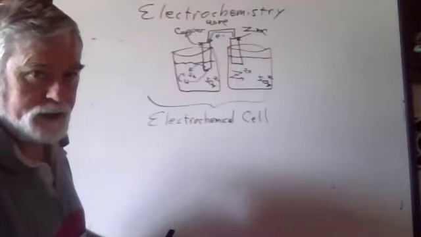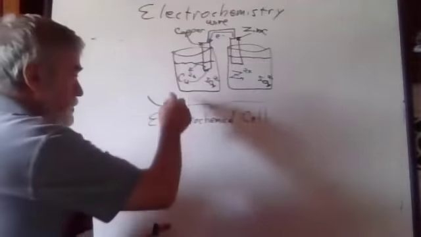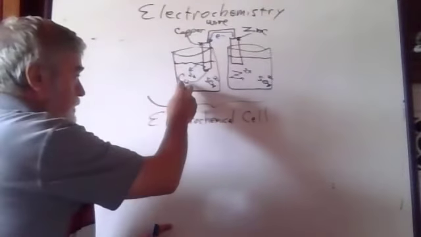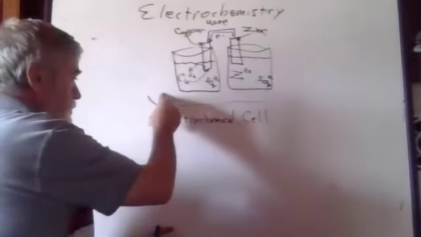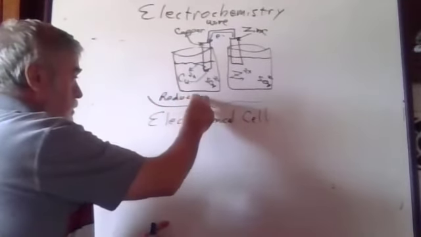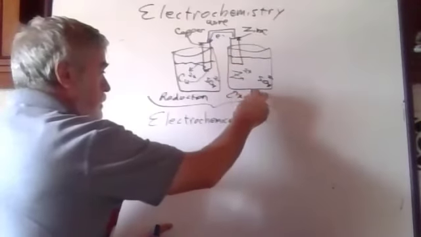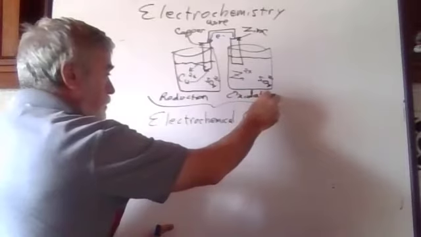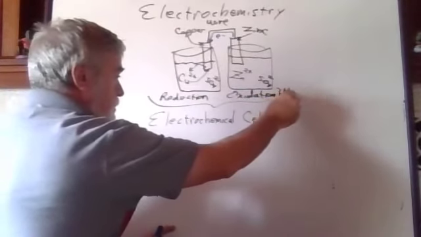Okay. And in the electrochemical cell, you have half cells. So this one involves the copper picking up electrons. So this would be the reduction. And this would be the oxidation. And both of these then would be half cells.